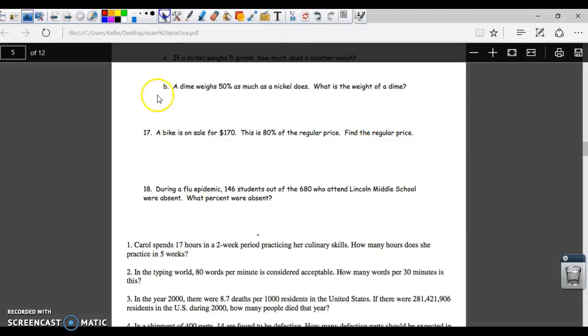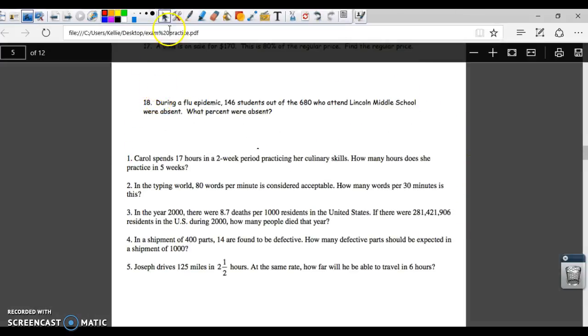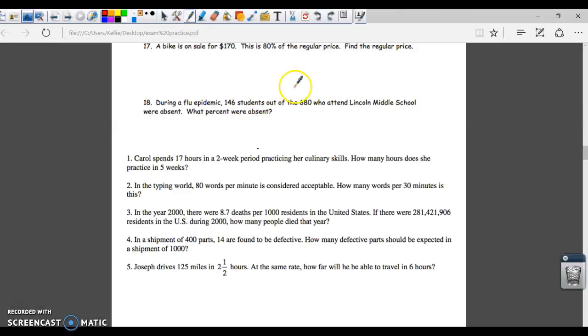All right, let's go for number 18, see what we have. During a flu epidemic, 140 students out of the 680 who attended Lincoln Middle School were absent. What percent were absent? Well, we're looking for a percent, right? So that 680 is on the bottom of your fraction. Your 140 is here. You're trying to figure out what is the percent for 140.